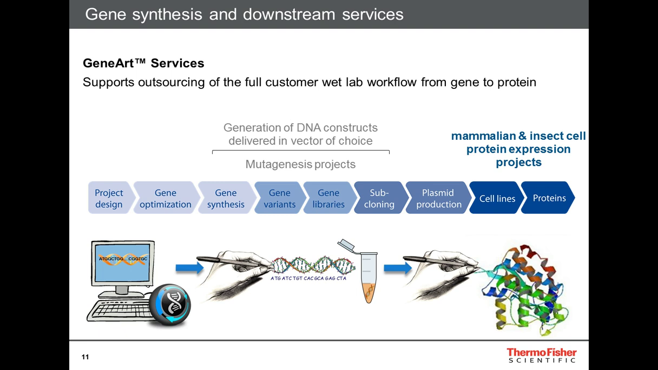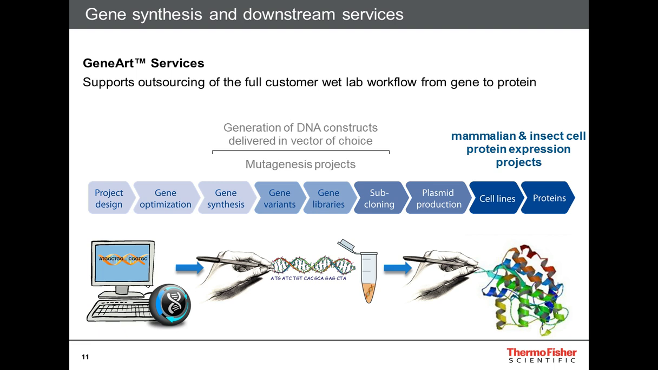So in this picture, this is the portfolio that we currently offer within synthetic biology at Thermo Fisher GeneArt. Of course, we help our customers to design projects according to their specific needs. We do gene optimization and gene synthesis, which I just explained a little bit. And we can make gene variants. If you, for example, want to do an alanine scan and require several hundred different similar sequences, we can do this as well. We can make gene libraries for phage display, for example, creating huge diversity in these synthetic genes.